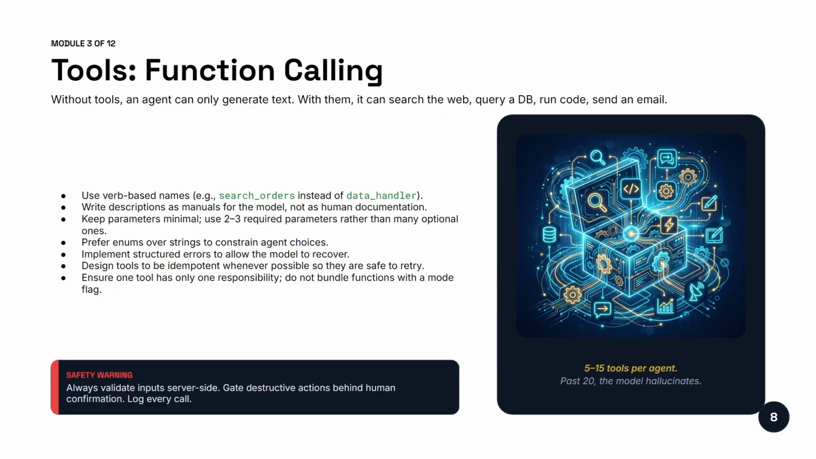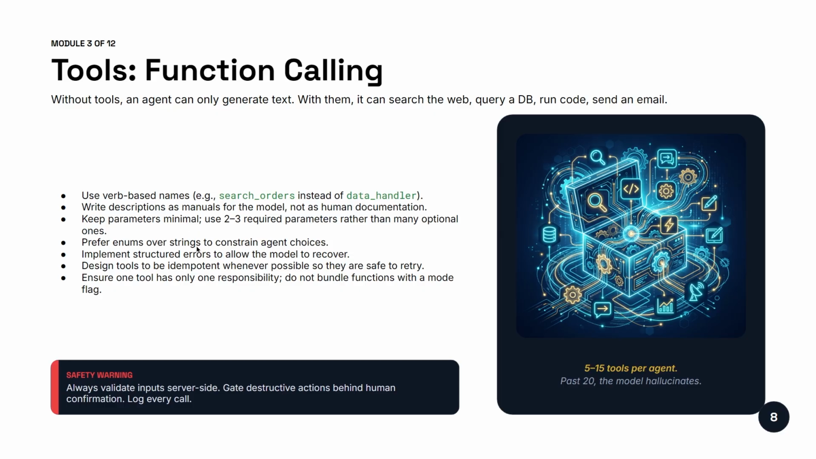Then we go to tools, which is function calling. Without tools, an agent can only generate text, but with tool calls, it can search the web, query a database, run code, or send an email. So a few things about tools. Use verb-based names for them, so you can really understand the tools just by reading their name. Tools need descriptions that should act as manuals for the model. This is not human documentation. Try to minimize the parameters, up to 3 required parameters rather than having a lot of optional ones. This helps them make no mistakes.